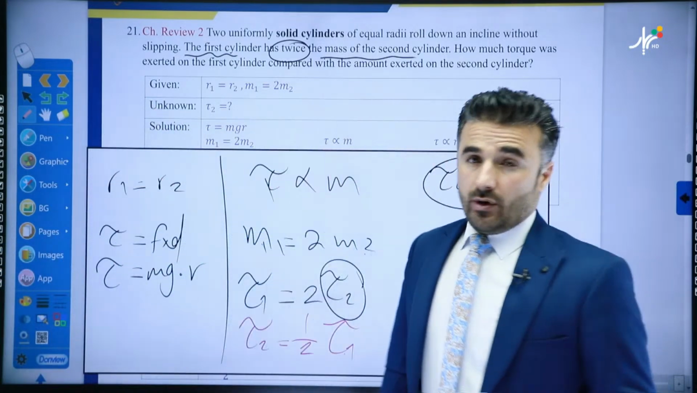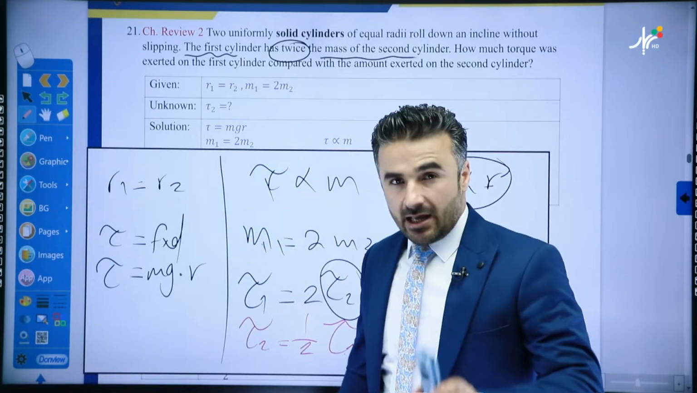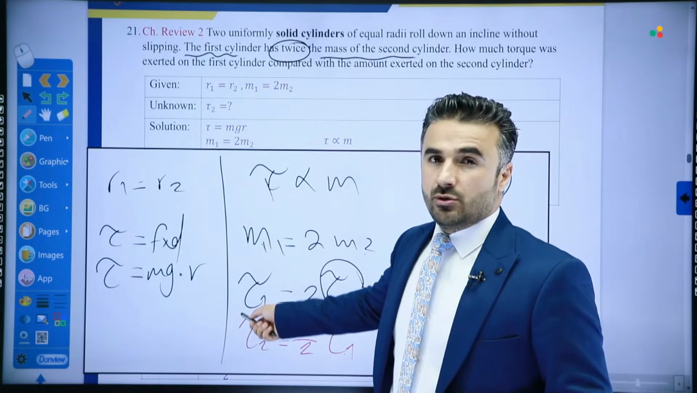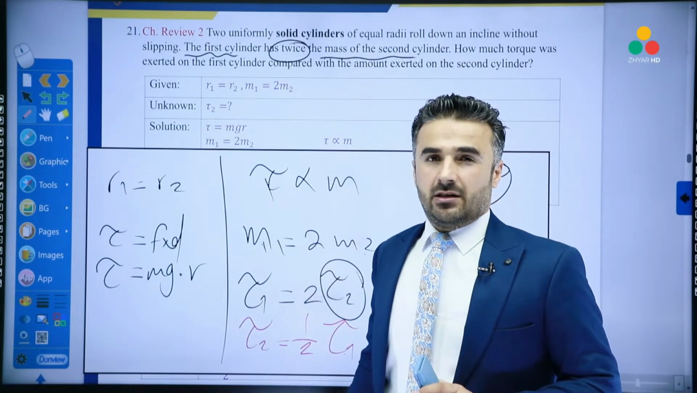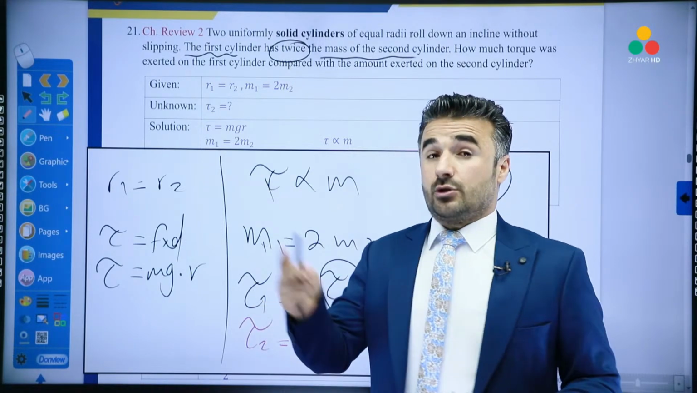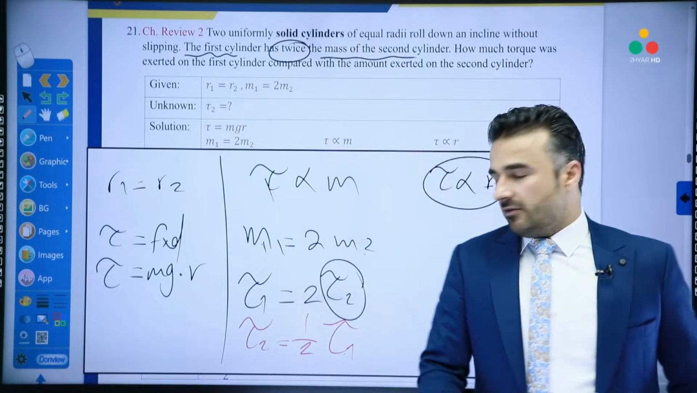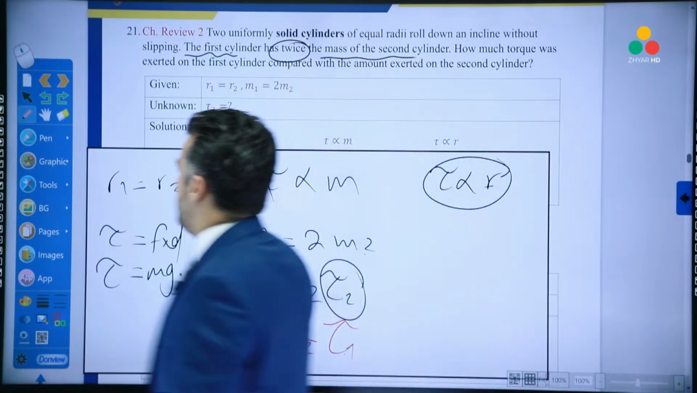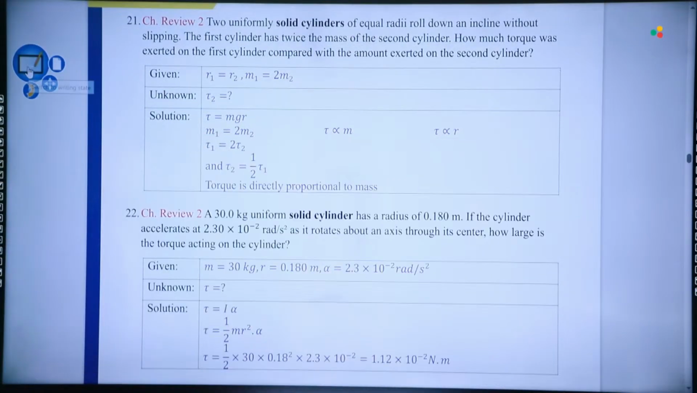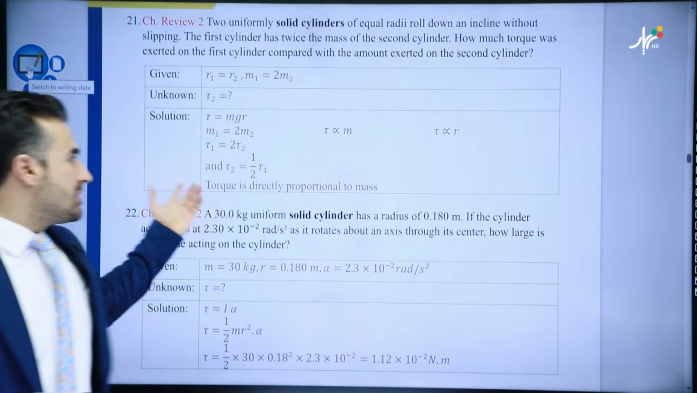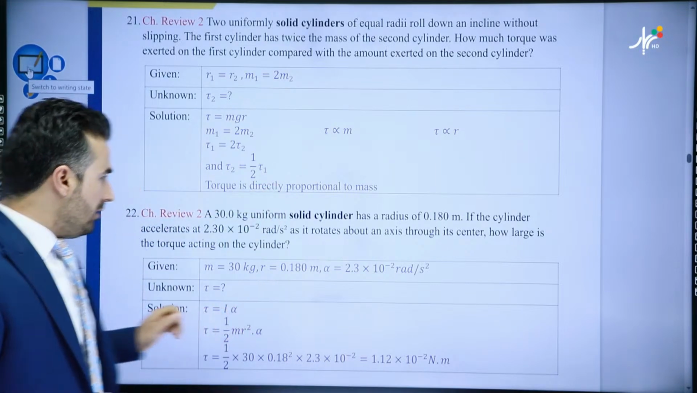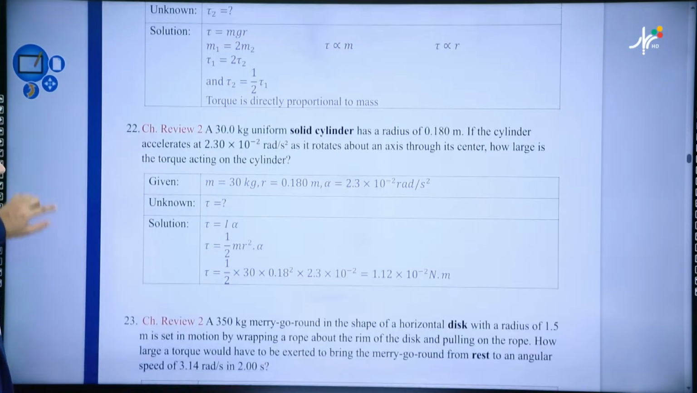But don't forget, what if they say compare the torques? Again, the torque on cylinder 1 is 2 times bigger than the torque on cylinder 2. But the torque on cylinder 2 is half of the torque on the first cylinder. All right, I hope this was clear enough. And the reason why, because the torque is directly proportional to the mass.